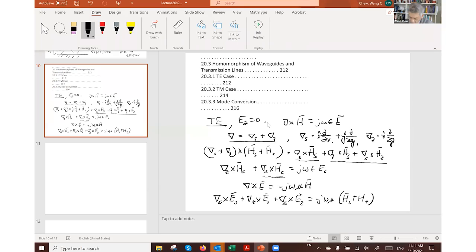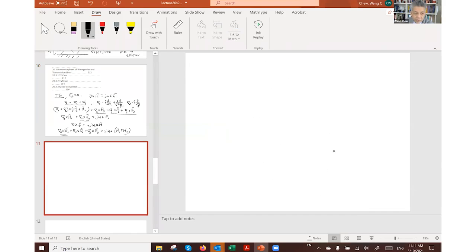My goal is to eliminate H_z, so I want to find an equation for H_z from Faraday's law. I find that H_z is here, and it must be equal to this term because the other terms are transverse. So if I were to just equate the z components, I find that H_z has to satisfy this equation: del_s cross E_s must be equal to minus j omega mu H_z. So I'm almost there. I found a way of eliminating H_z.